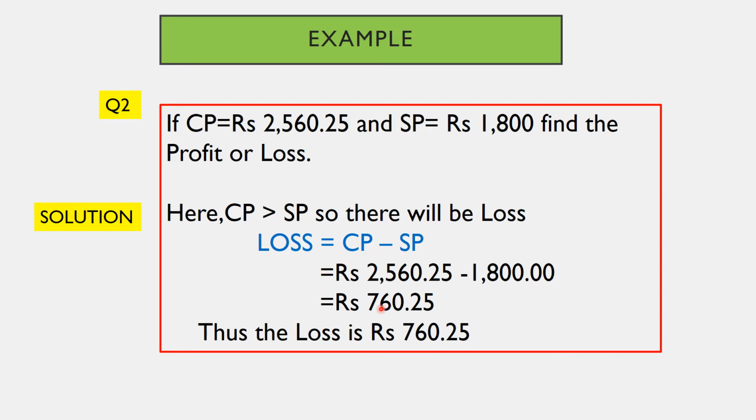On putting the values, you get rupees 2560.25 minus 1800.00. Why do we write this in point? Because this is a decimal number, so we convert this whole number also into a decimal number. So on subtracting, you get rupees 760.25. Thus, the loss is rupees 760.25.